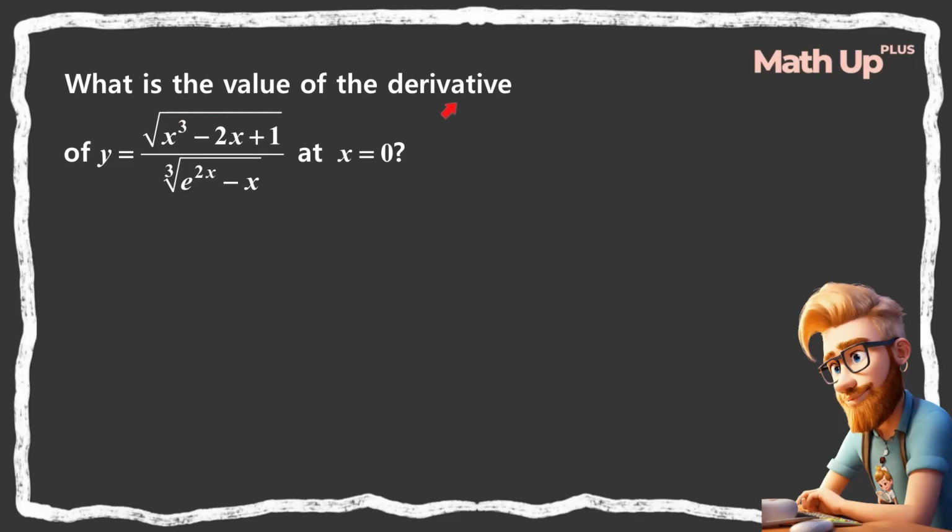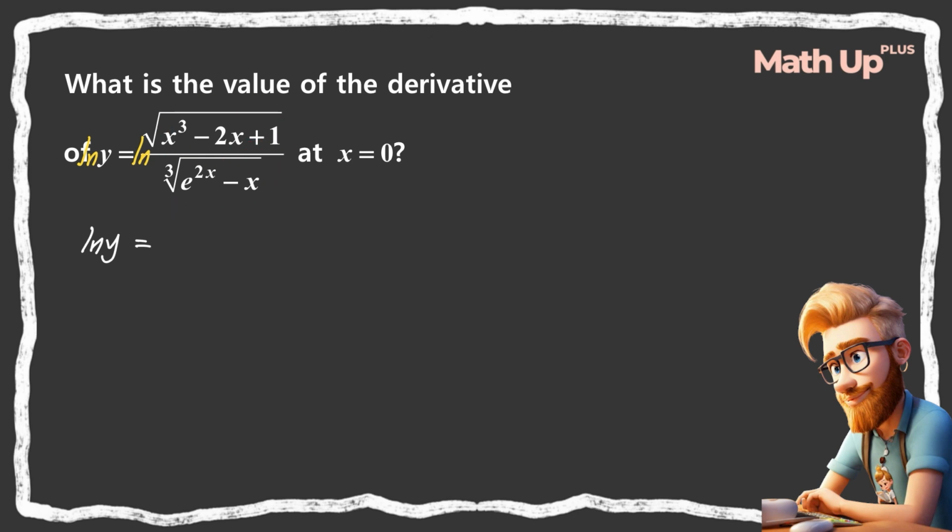What is the value of the derivative of this function at x equals 0? If we look at our function, it is super complicated. Then we can always use the property of logarithm. Take the natural logarithm of each side. Then natural log y is equal to natural log of this expression divided by this expression.